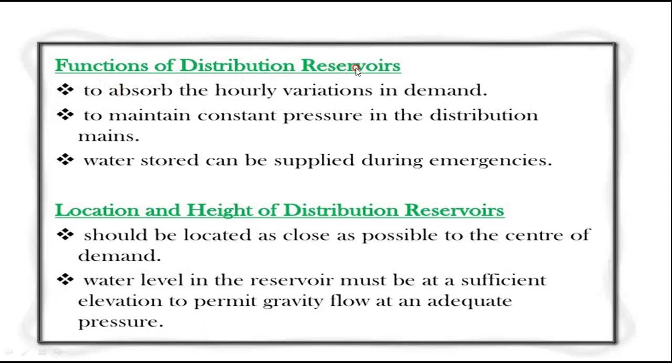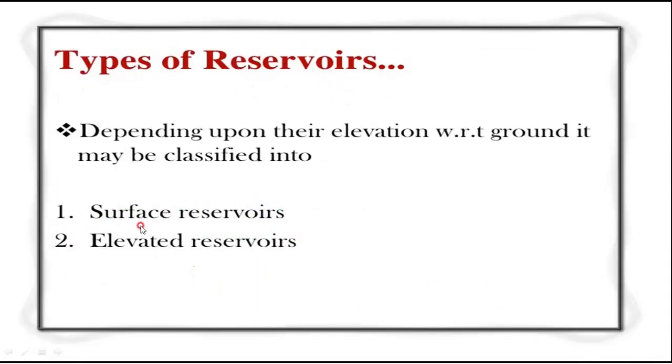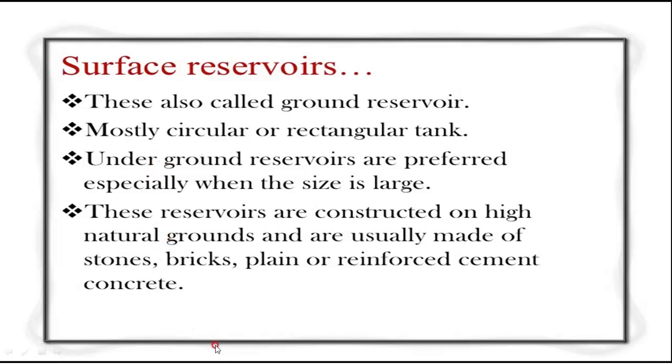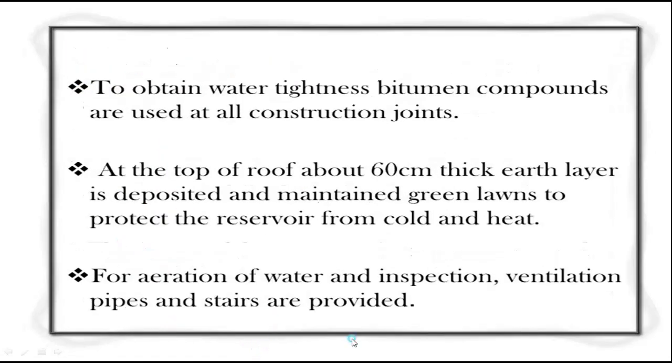Then functions of distribution reservoirs: to absorb the hourly fluctuations, to maintain constant pressure, and to store the water to meet the demand and all. The location and height of the distribution systems, that you can read out. Types of reservoirs: we have surface reservoirs and elevated reservoirs. Surface reservoirs you can put at the higher elevation, and these reservoirs are constructed on the ground itself, and elevated reservoirs are made with some pillars or columns and it is elevated. You can go through this one. These are all general concepts.